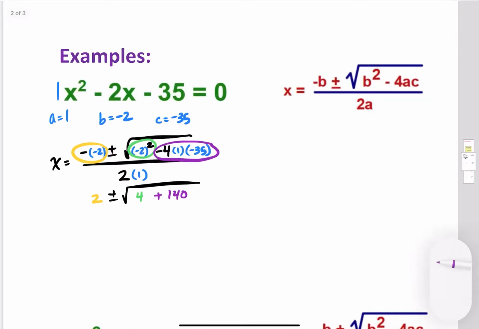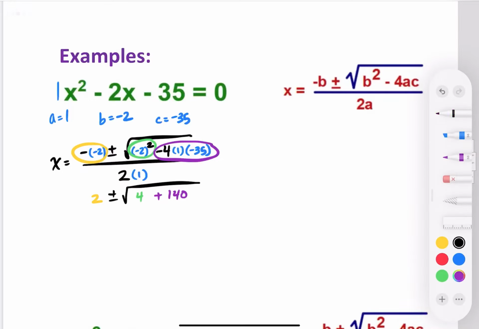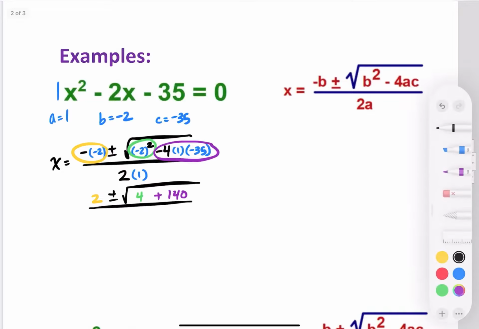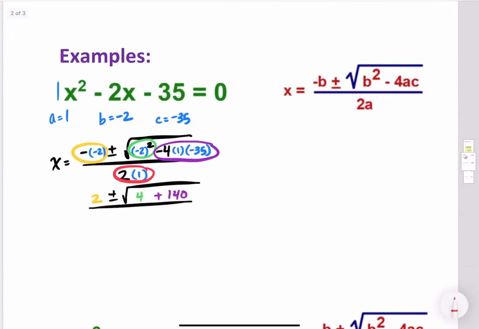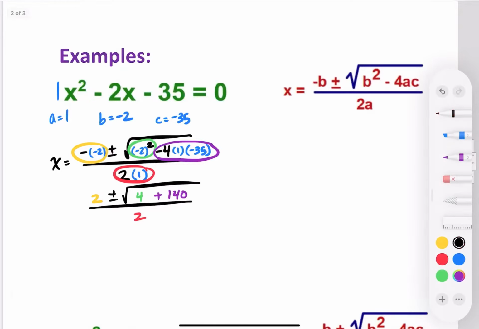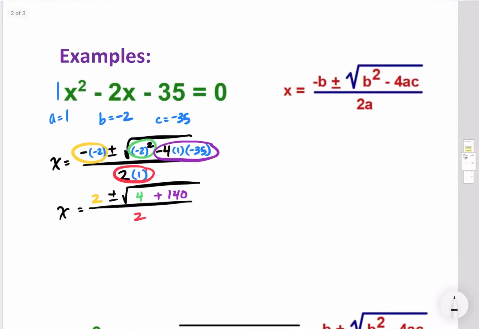Last but not least, we're going to do this bottom portion, and that bottom portion is just 2 times 1. 2 times 1 is just 2. Now all of this is still equal to x. Okay, so we simplified it a little bit, and now we're going to simplify it a little bit more.